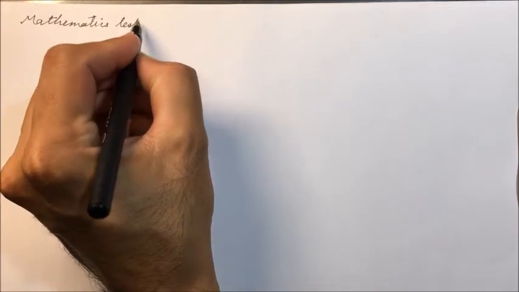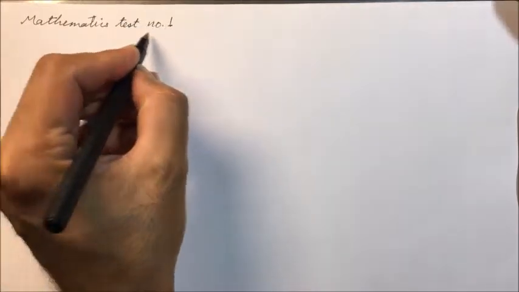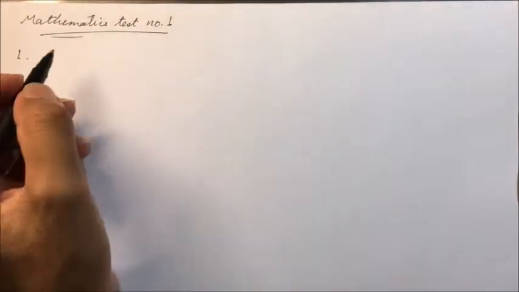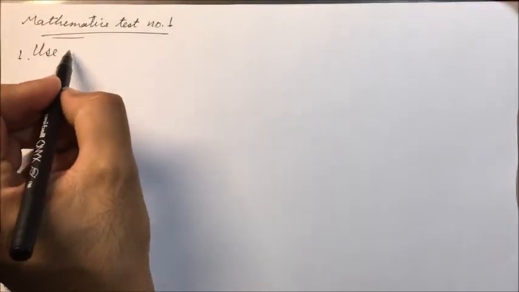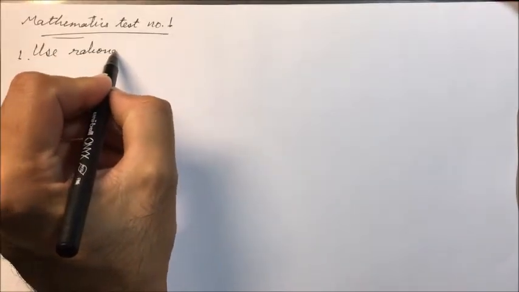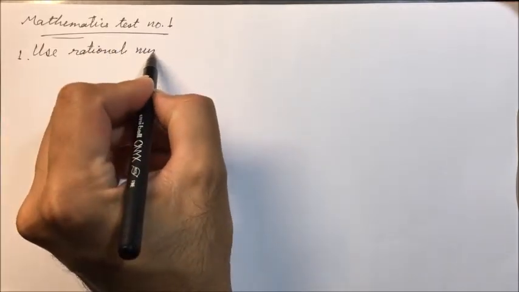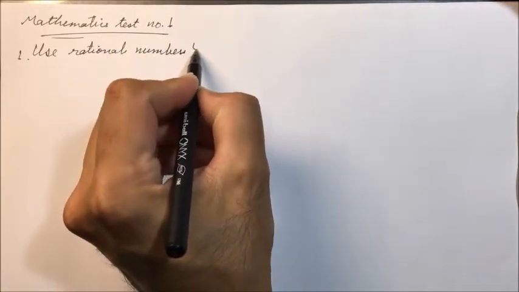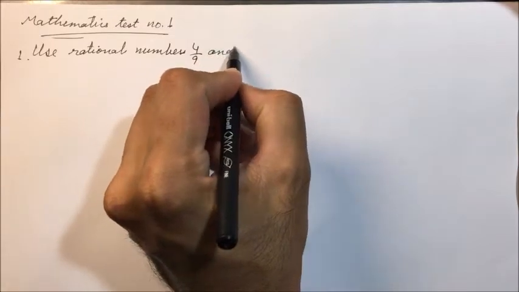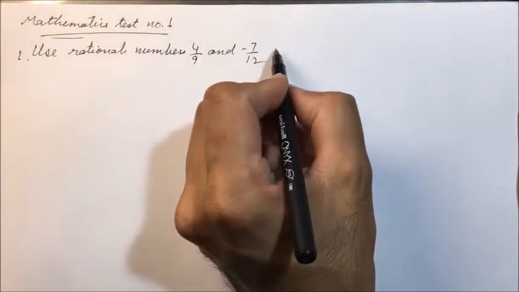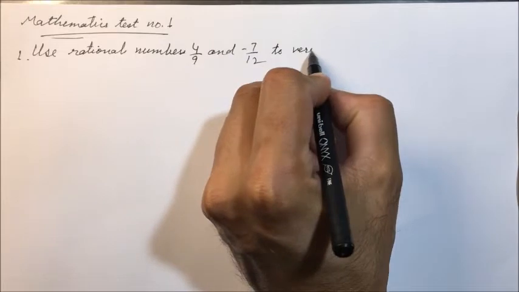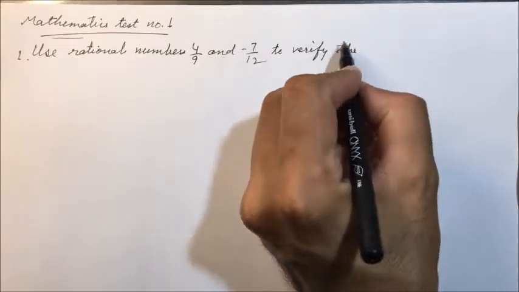Hello, today we'll be checking the test number 1, mathematics. So the first question was: use rational numbers 4 by 9 and minus 7 upon 12 to verify the commutative property.